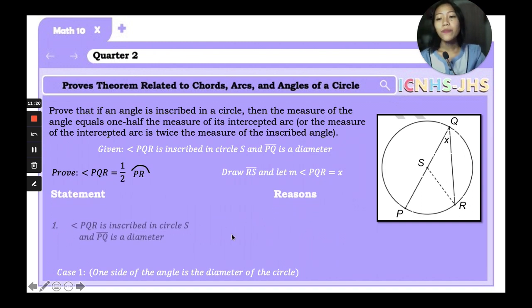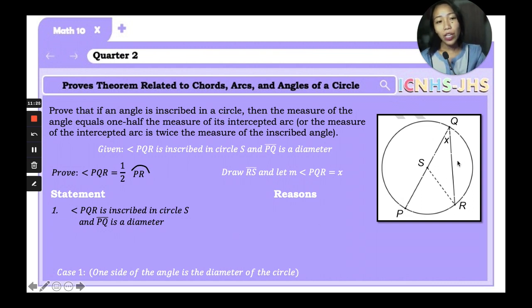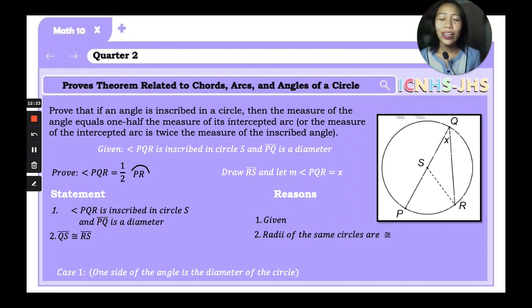We need a 2-column proof for this. First statement, our angle PQR is inscribed in circle S. That means the vertex is on the circle and the two sides of our angle PQR are chords of our circle S, and our segment PQ is a diameter. It's clear in our illustration that S is on the segment PQ and S is the center. So our PQ here is a diameter. The reason is it is given. The next statement will be our segment QS and segment RS are congruent. Why do we say so? Because they are radii, and radii of the same circle are congruent. So singular for radii is radius.